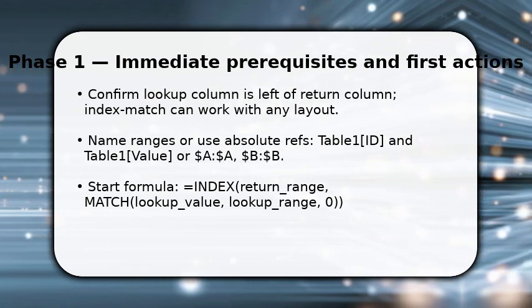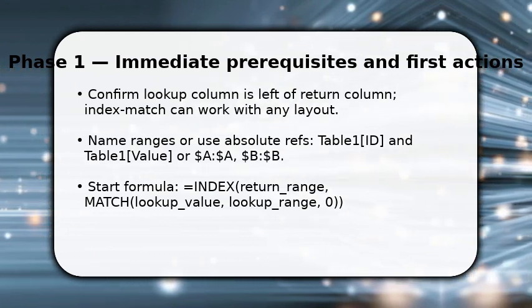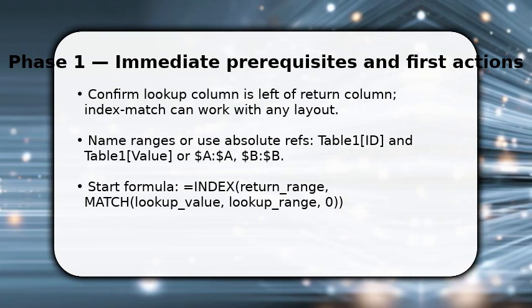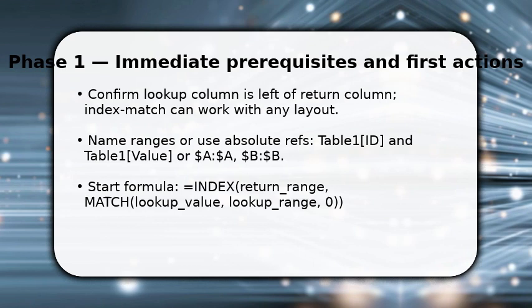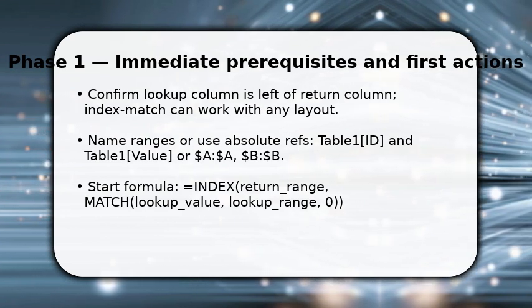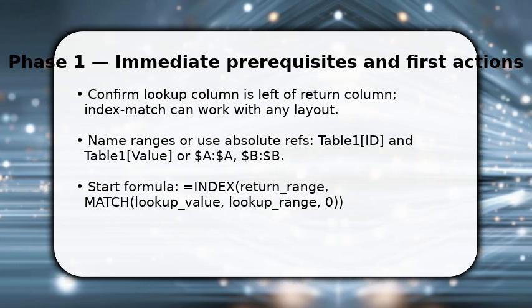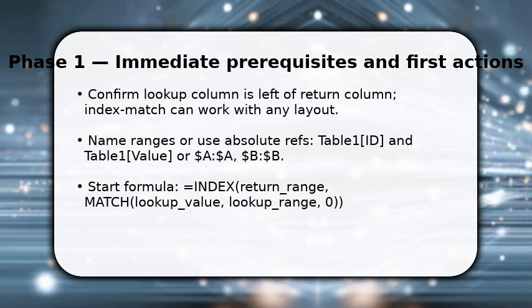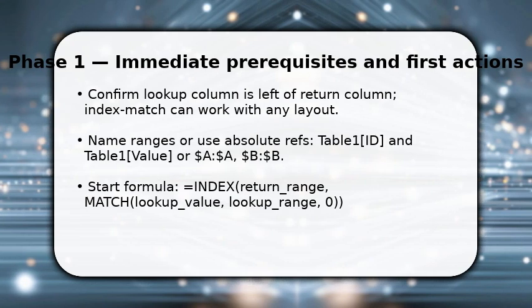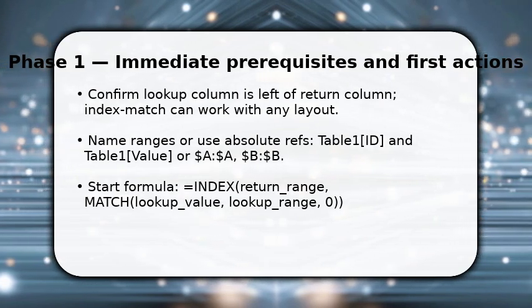Now type the core: equals INDEX, return range, MATCH, lookup value, lookup range, 0. You do this because INDEX returns the value by position, while MATCH finds that position exactly. Once entered, press enter, and you'll see the matched result. Make sure to use 0 for exact matches, so partial hits don't mislead you.